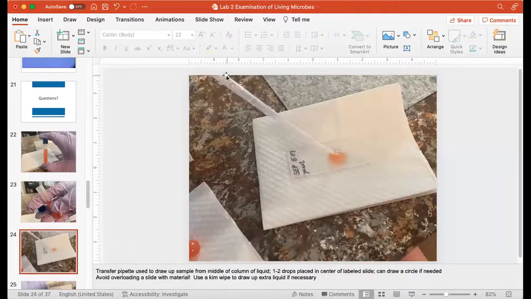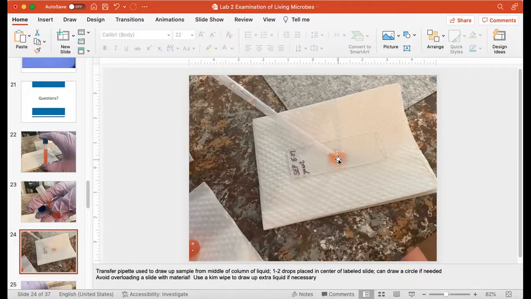Now, I've used one of those plastic transfer pipettes here to put a nice big drop of strawberry culture onto a glass slide. Notice I've got my slide labeled at one end, of course, because we always label everything in the lab. Look at that good sized drop right in the center of the slide, about the middle third of the slide, right here, and right in the middle. This is a nice sized drop.